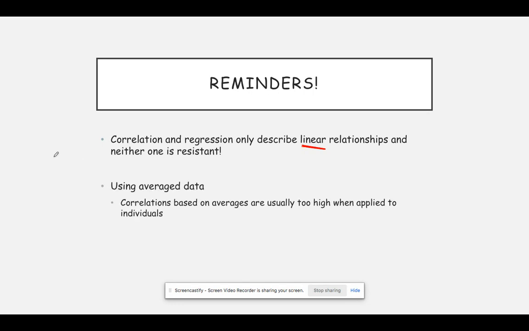And then if you're looking at average data, usually that correlation is going to increase because your averages are always going to regress towards the mean. And so you would expect to see a tighter relationship between those variables. But if you looked at individual variables, you're going to see a lot more spread or a lot more variability.